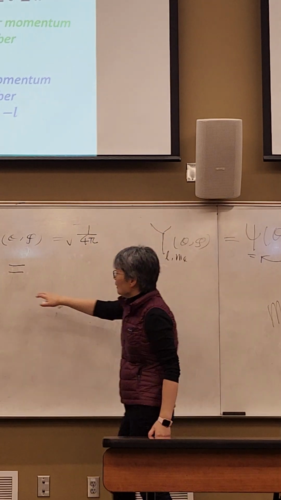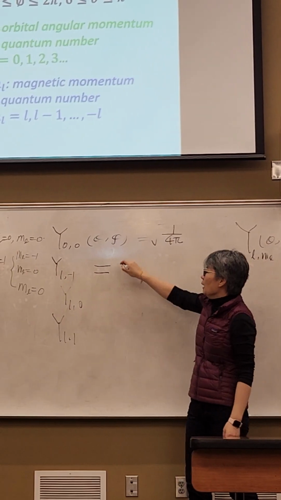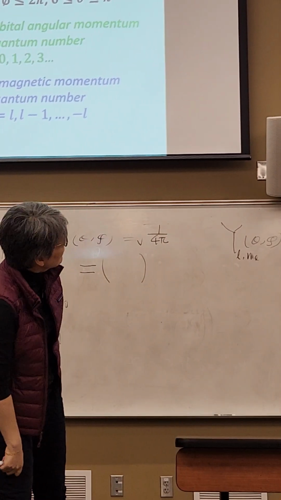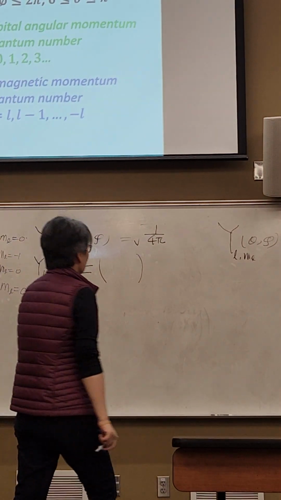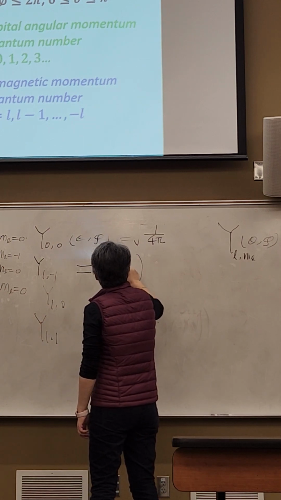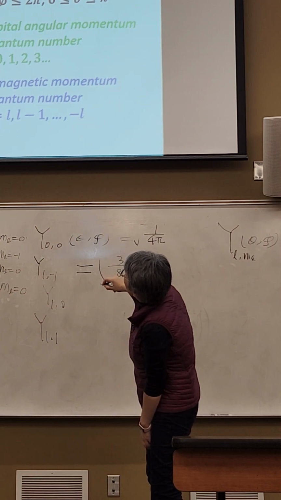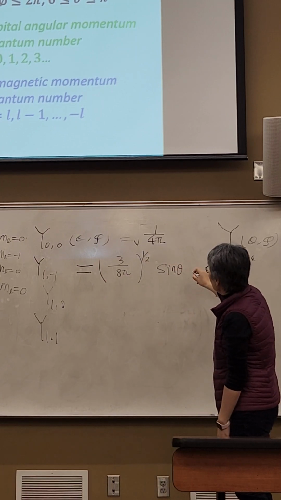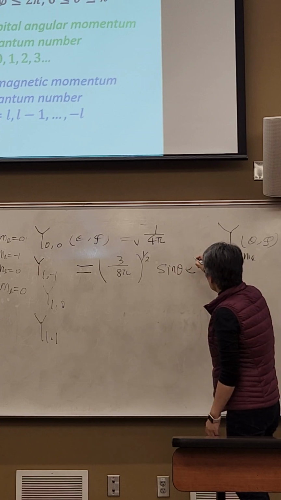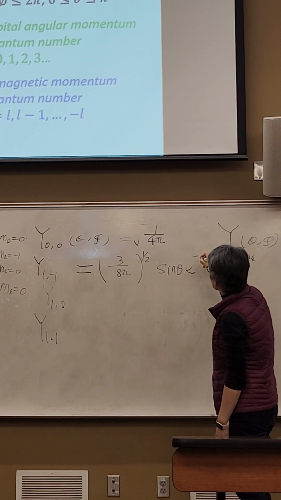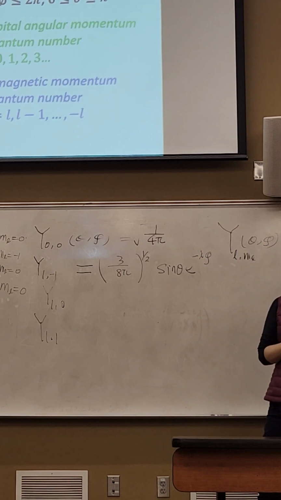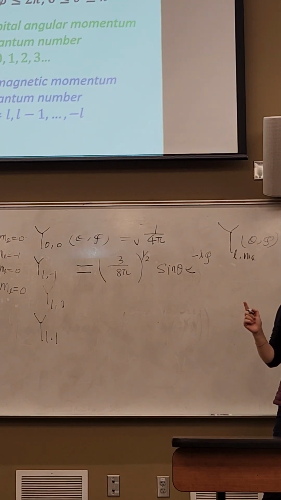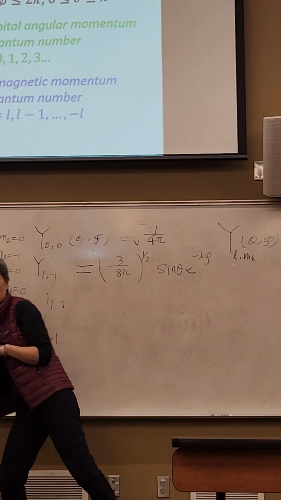So if it's Y 1,-1, what do we have? We already have a constant, don't we? What is the constant? 3 over 8 pi. Very good. And raised to the power of 1/2, excellent. And then you have sine theta and e raised to the negative. Is that correct? Is there a negative? I think I missed something. What did I miss? A negative at the front? I missed a sign here, right?